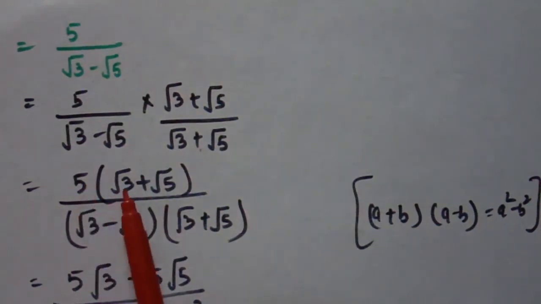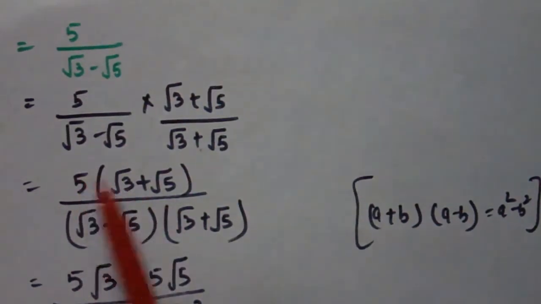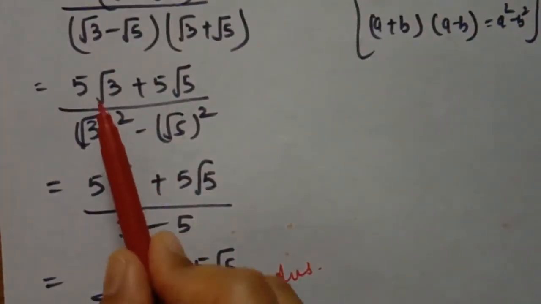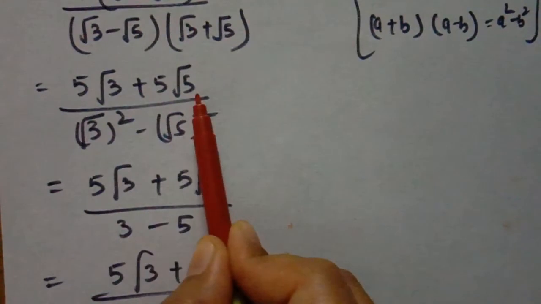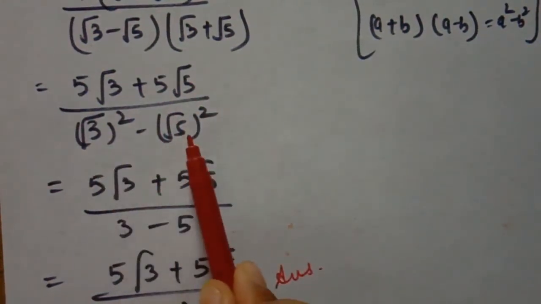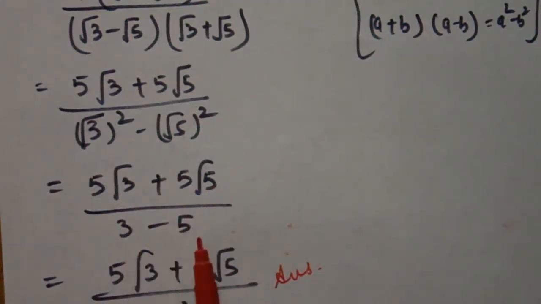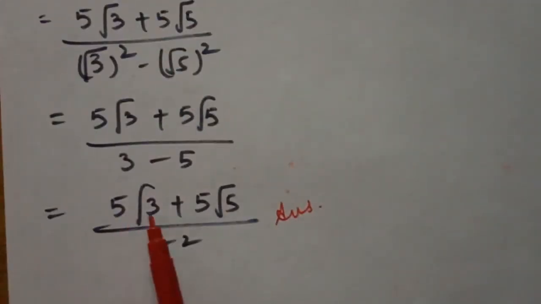So we multiply 5 with this, then it is 5 root 3 plus 5 root 5. In the denominator, a square minus b square becomes root 3 square minus root 5 square, which is 3 minus 5. And now it becomes 5 root 3 plus 5 root 5 upon minus 2. This question also changes into a simple number. This is your answer. I think now you got this concept.